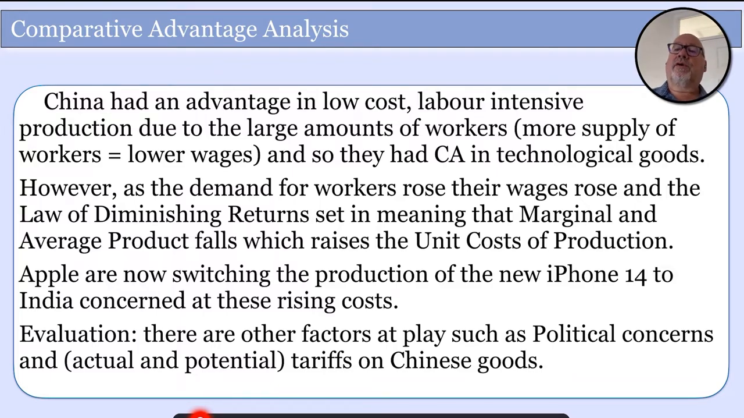So much so that Apple have now announced with the iPhone 14 that they are switching some of the production to India, and they say they are concerned at these rising costs. I'll give you a few examples in a minute. But also, there's other factors at play.